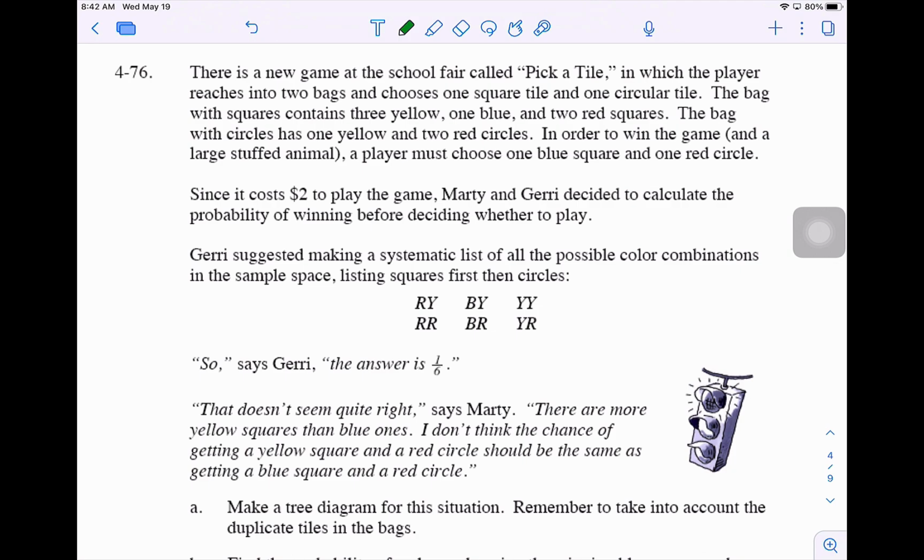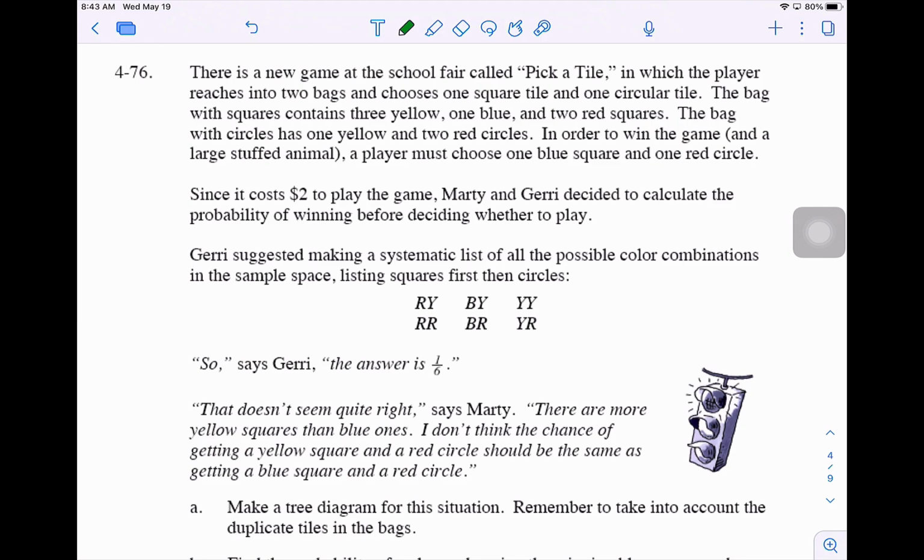And I think I'll help you a little bit on this first one. We'll get you started, and then I'm gonna let you go through and figure out the rest from there. So notice, there's a new game at the school fair called Pick a Tile, in which the player reaches into two bags, chooses one square tile and one circular tile. The bag with squares contains 3 yellow, 1 blue, and 2 red squares. The bag with circles has 1 yellow and 2 red circles.